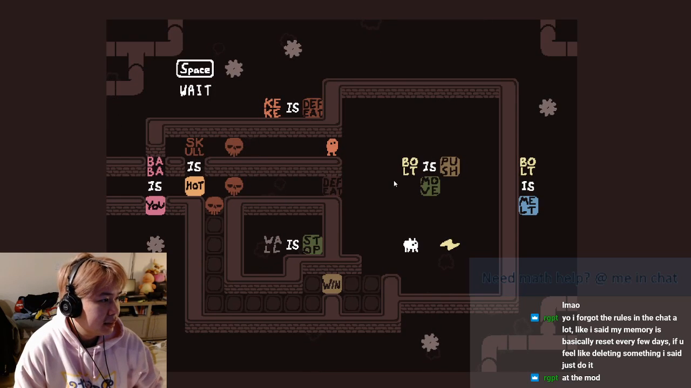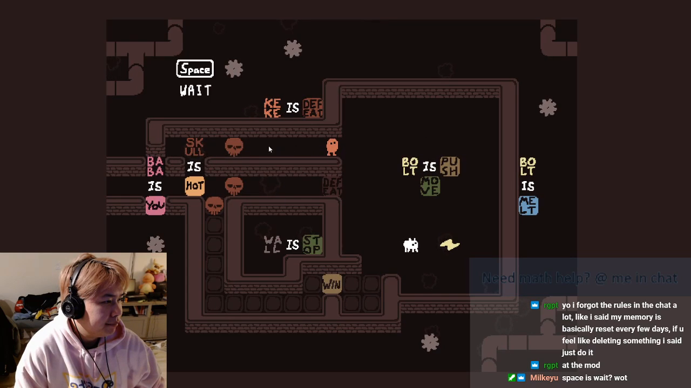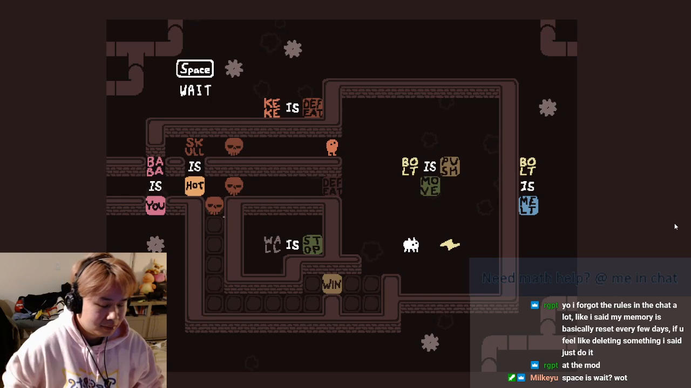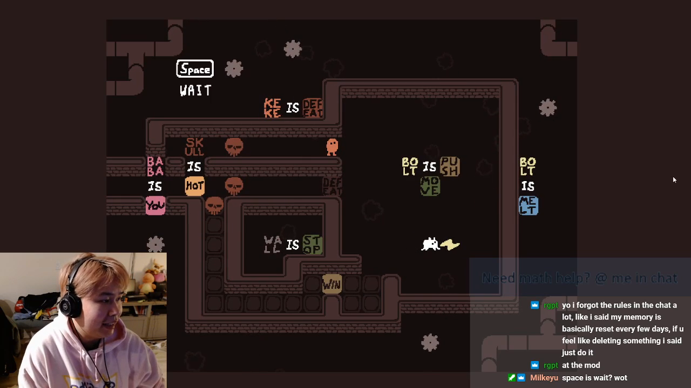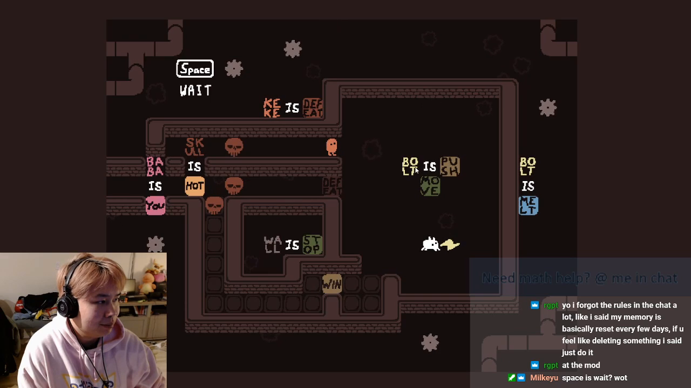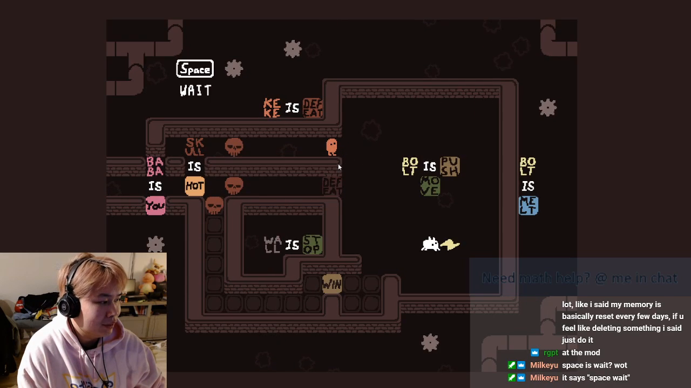Okay, so space is weight. I don't know what space is weight means. Okay, so this is the plan. I can move the bolt to line up here, and then I change it so that it says bolt is move. So the bolt will move whenever I move.